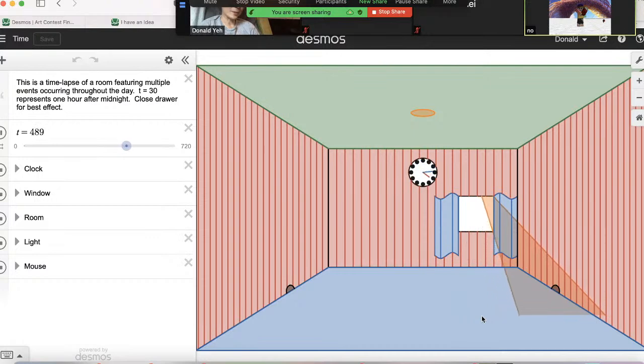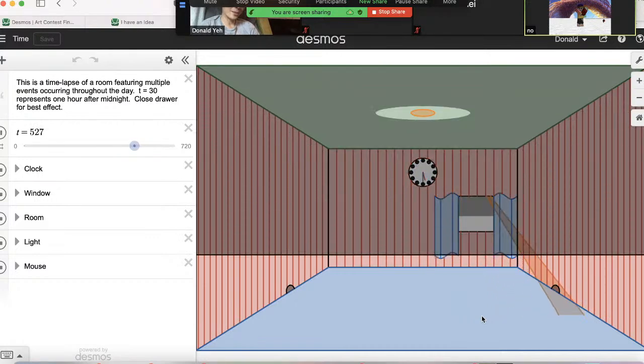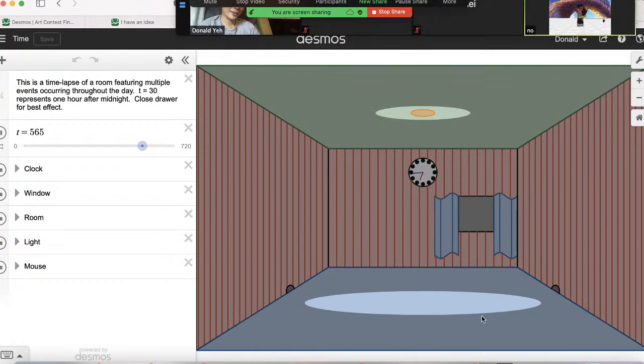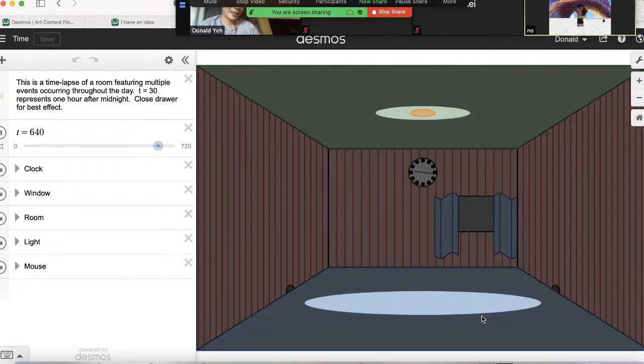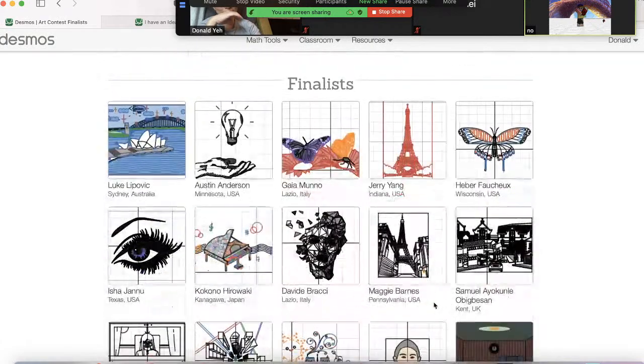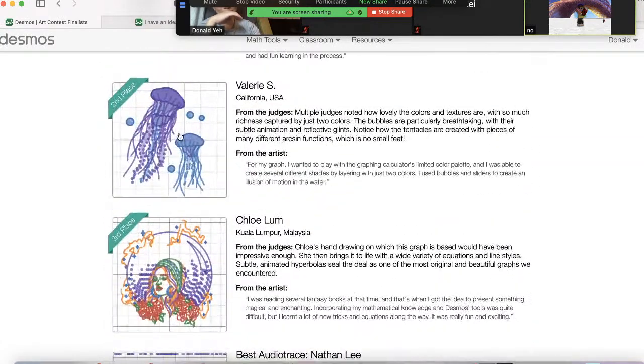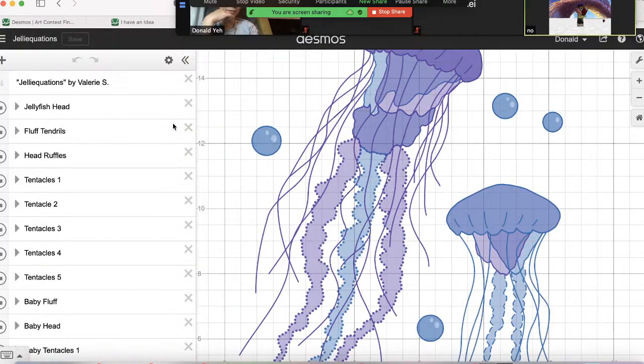I'm surprised this one didn't win. This one should have won. This one's much better than the other one. They even have a light. Can I see the other one? Yeah, the other one's not as good. This is a finalist, right? And the person who won the first prize is this one. Now this is very detailed, but I think the other one has way more creativity.